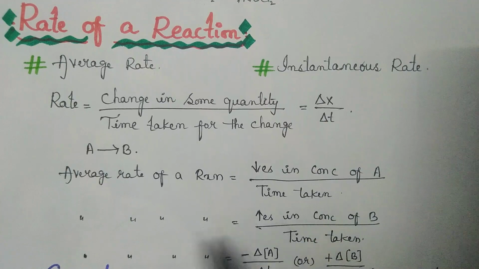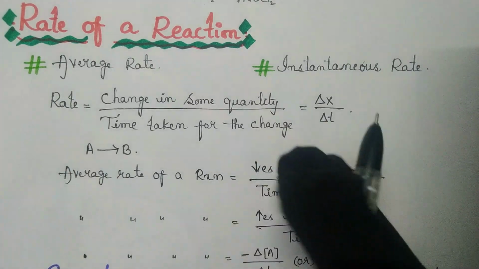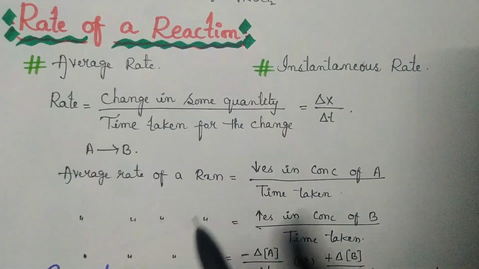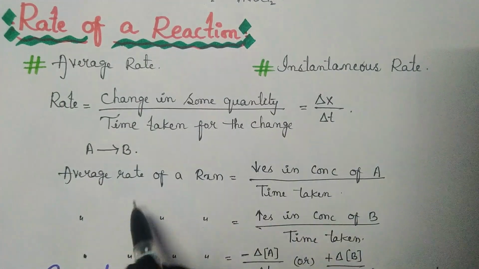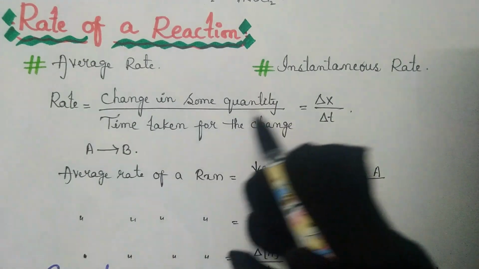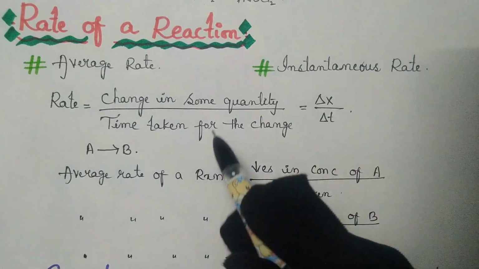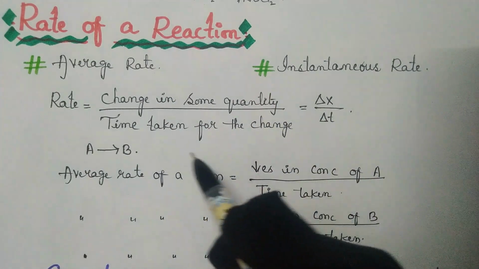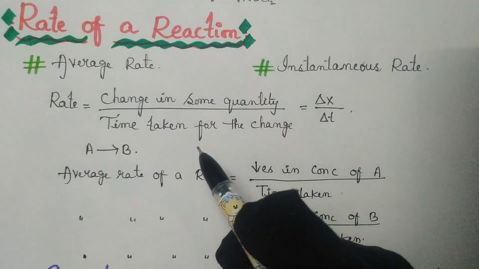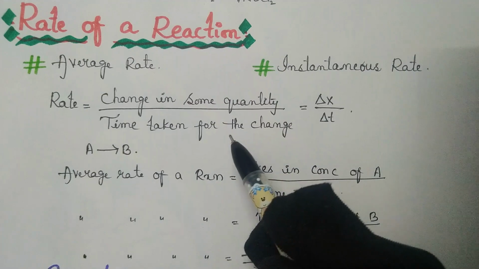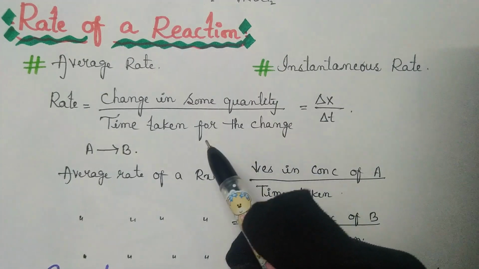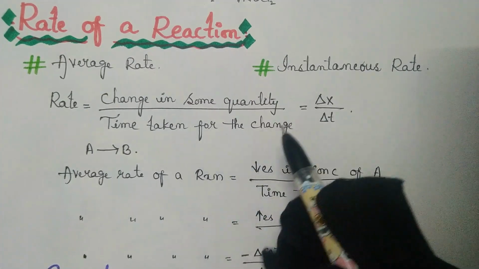So in a chemical change, let's understand first. In a chemical change, reactants and products are involved, isn't it? As the chemical reaction proceeds, the concentration of the reactants decreases, that is, reactants are consumed, and the concentration of products increases, that is, products are produced. So this thing is already known to us.